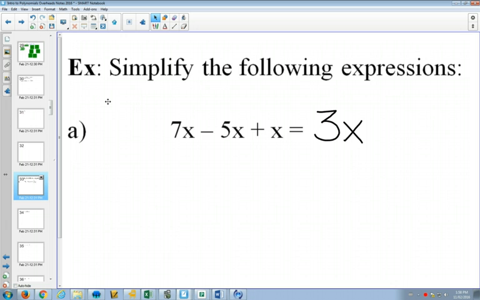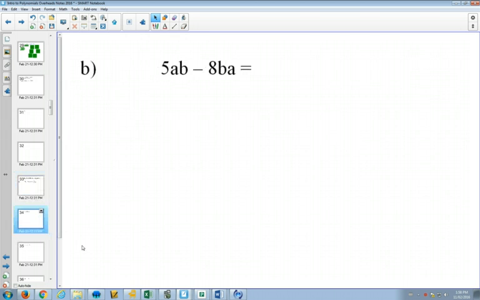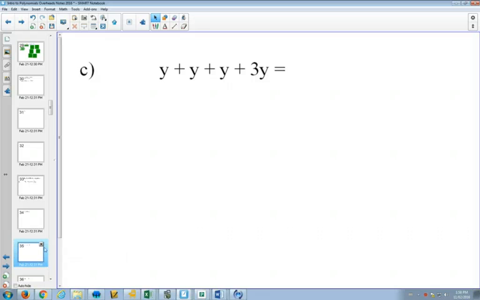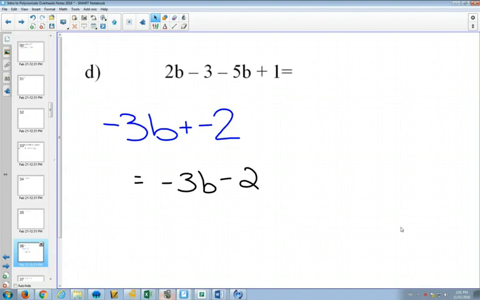Here's the next one. You ready? Well, we did this one already. We did this one already too. There we go. So how do we come up with this answer? We need to know.